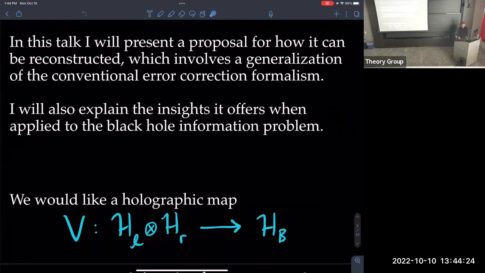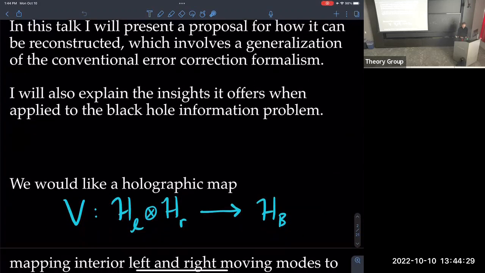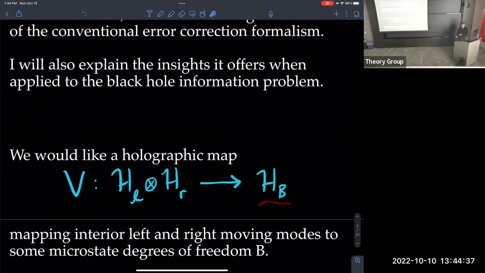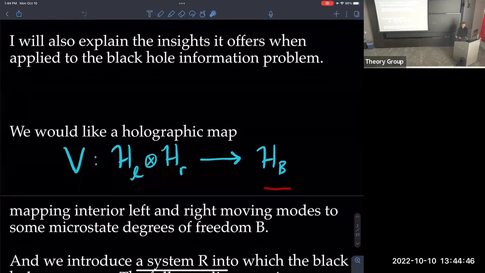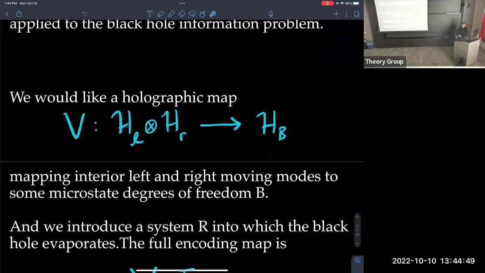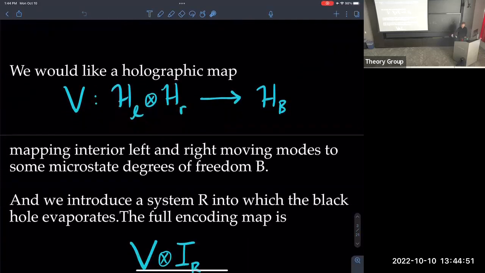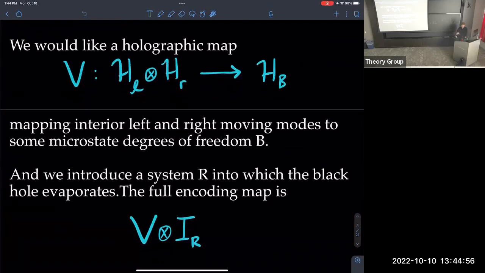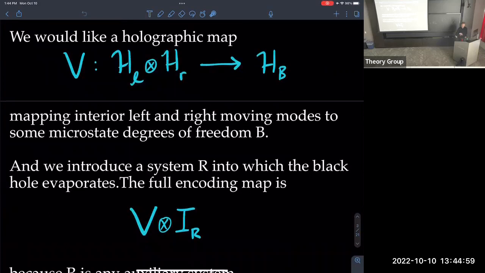So the idea is that we would like some holographic map that we're going to say maps from some Hilbert space, H little l, tensor H little r, to some Hilbert space we'll call H capital B. And morally, this is like mapping the interior left and right moving modes to some microstate degrees of freedom that we'll call capital B. And we're going to introduce a system R into which the black hole evaporates. We don't have to, but we can, and so we'll just do that.